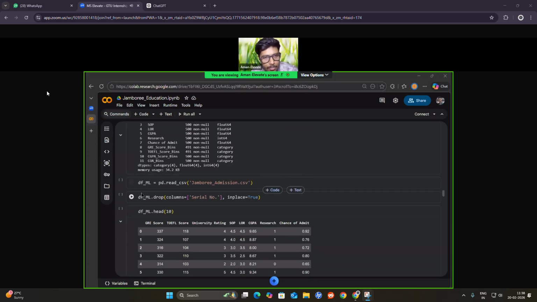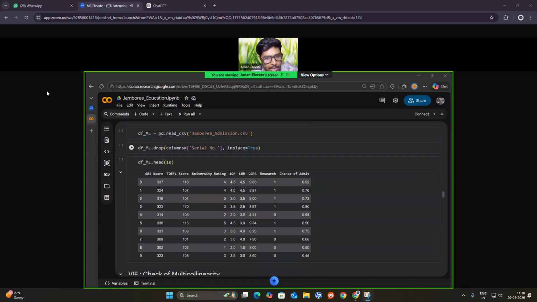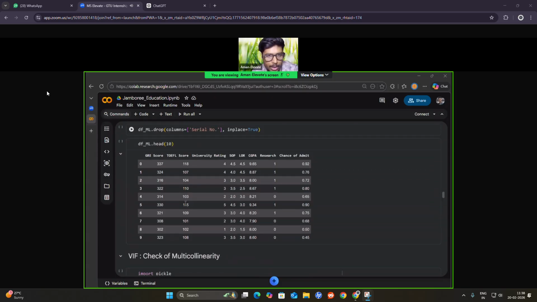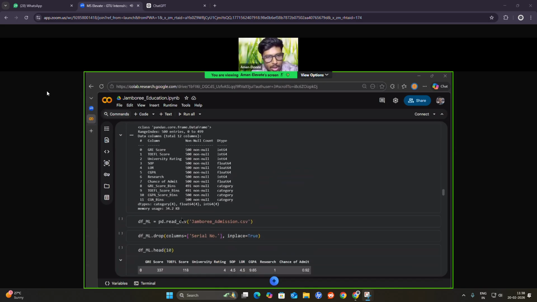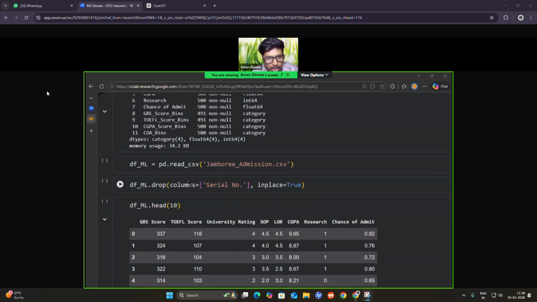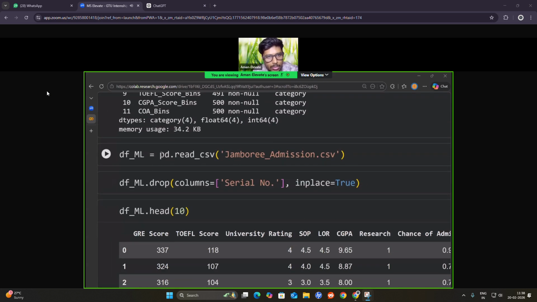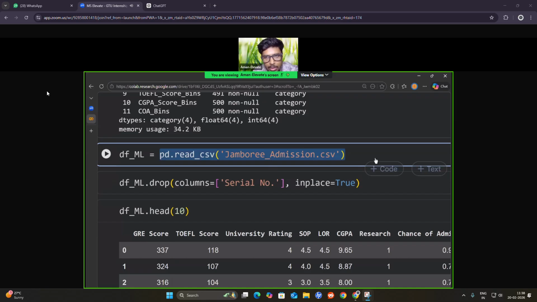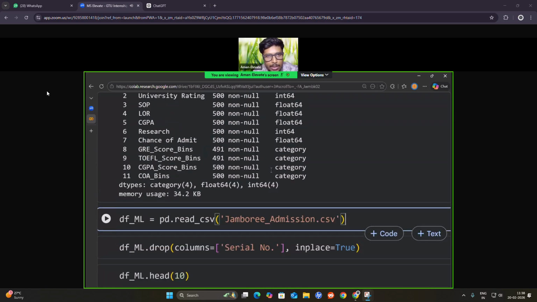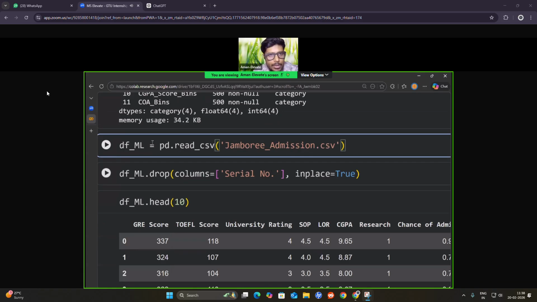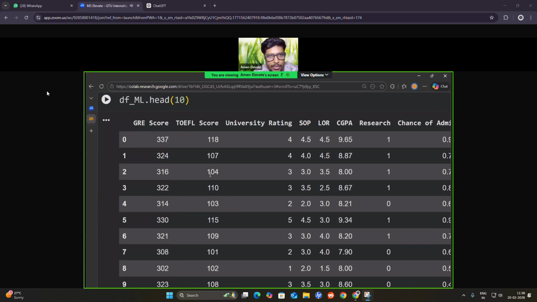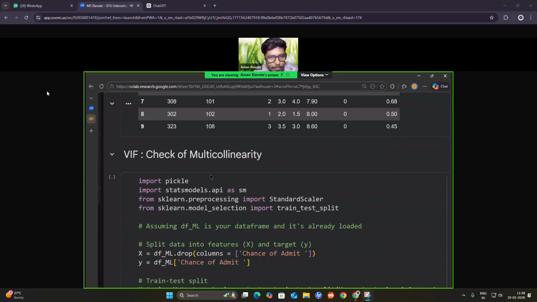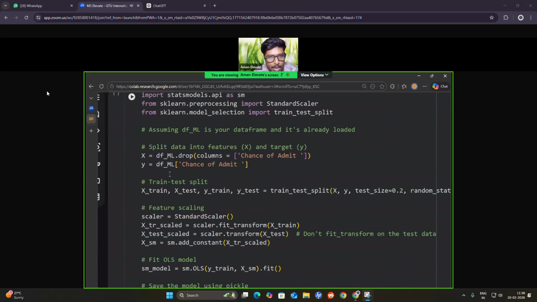Then let's start something on machine learning now. We have understood the data and everything. So now this is how we have again imported the data, because we have already created the bins in the previous data. Then we have dropped the serial number because it is of no use. And then we have started doing our machine learning part.